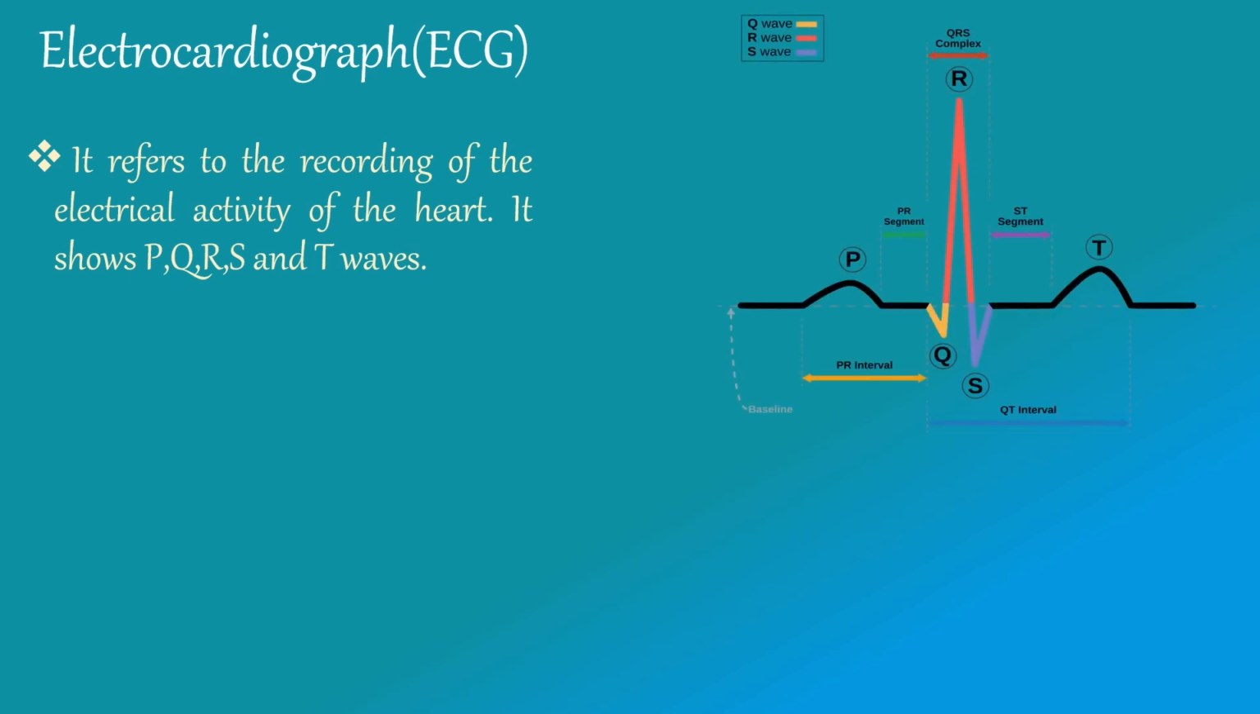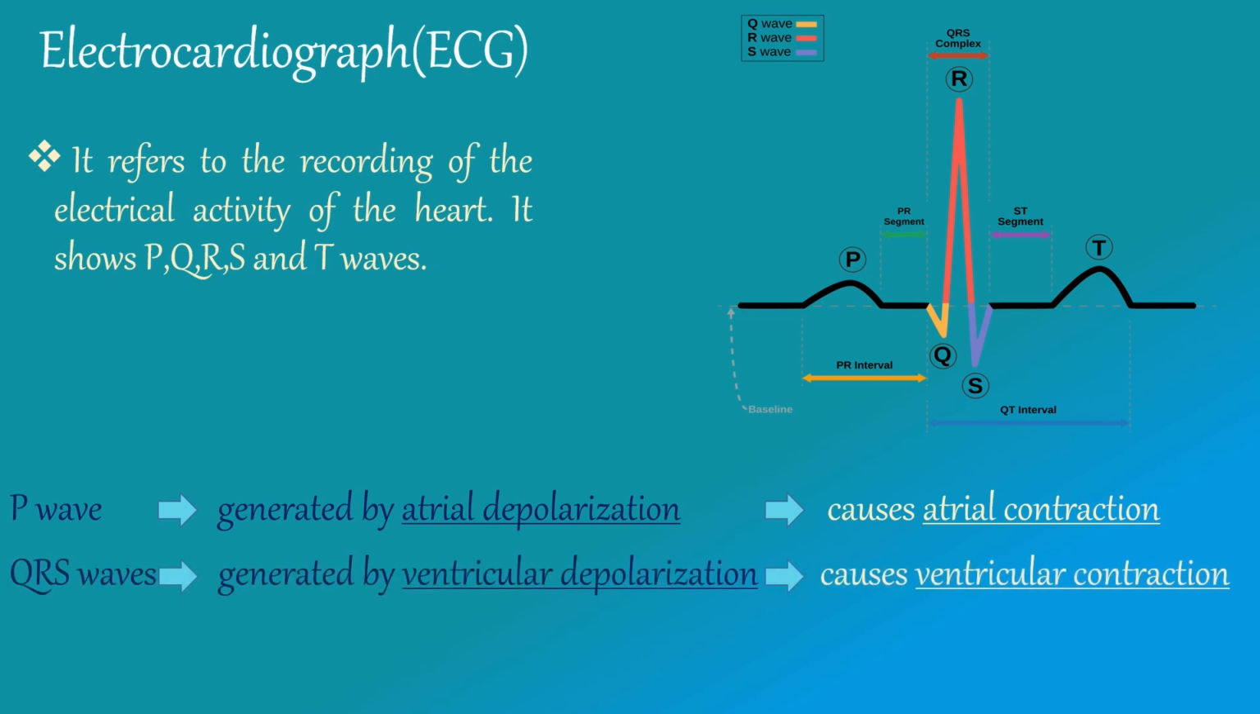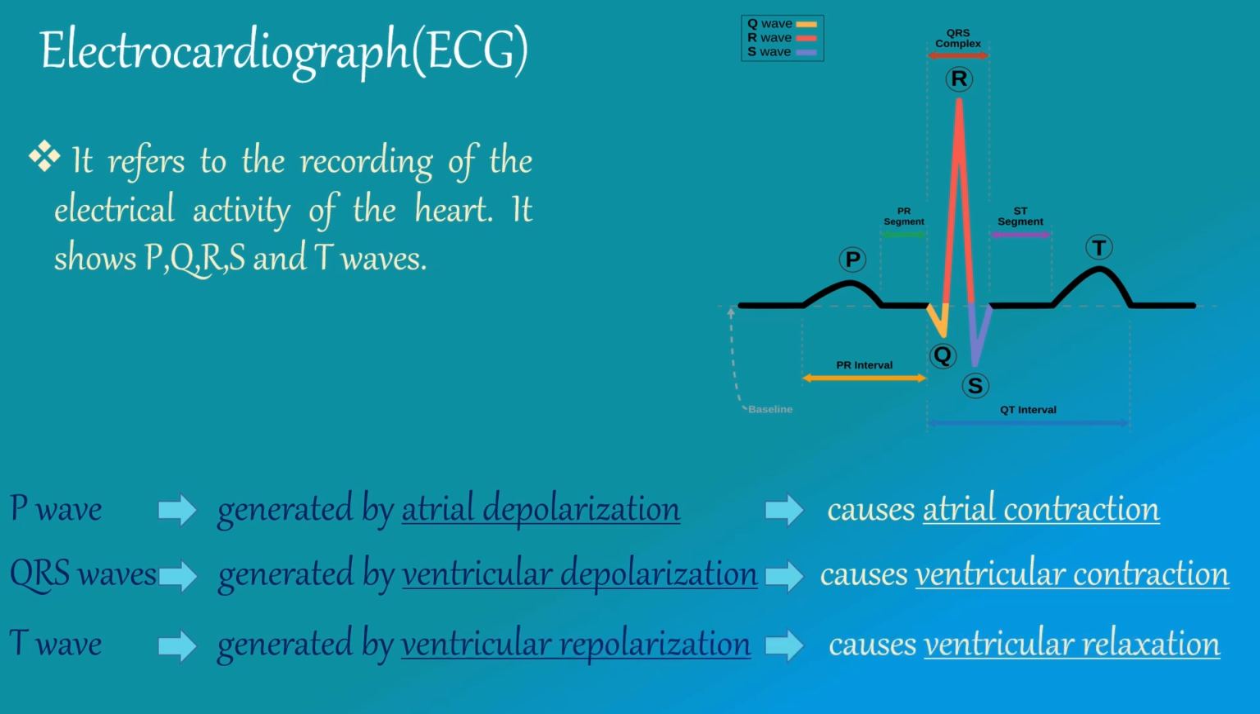This is the normal electrocardiograph, shows waves and intervals. It will be discussed in its chapter more deeply. The P wave, which is generated by atrial depolarization and causes atrial contraction. The QRS waves, which are generated by ventricular depolarization and causes ventricular contraction. And the T wave, which is generated by ventricular repolarization and causes ventricular relaxation.